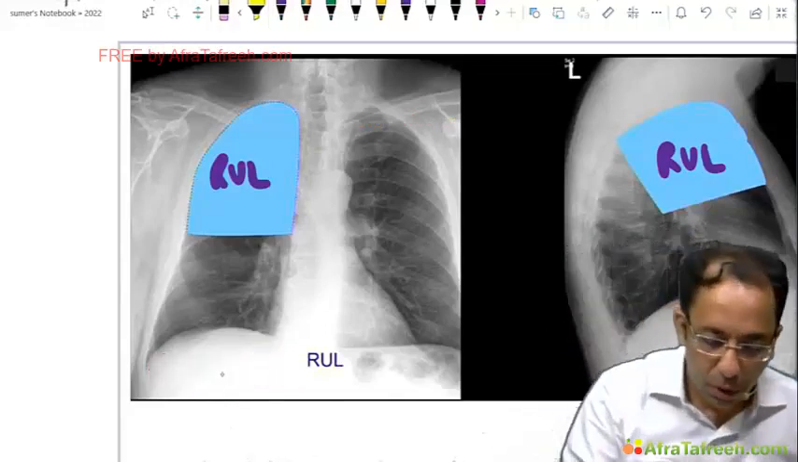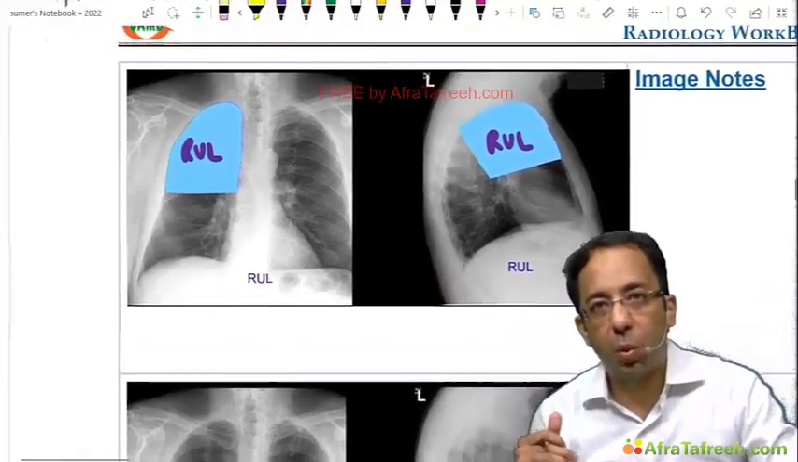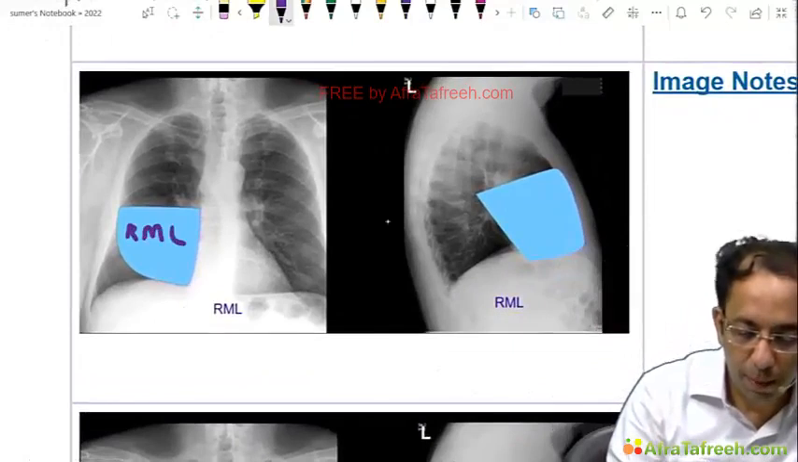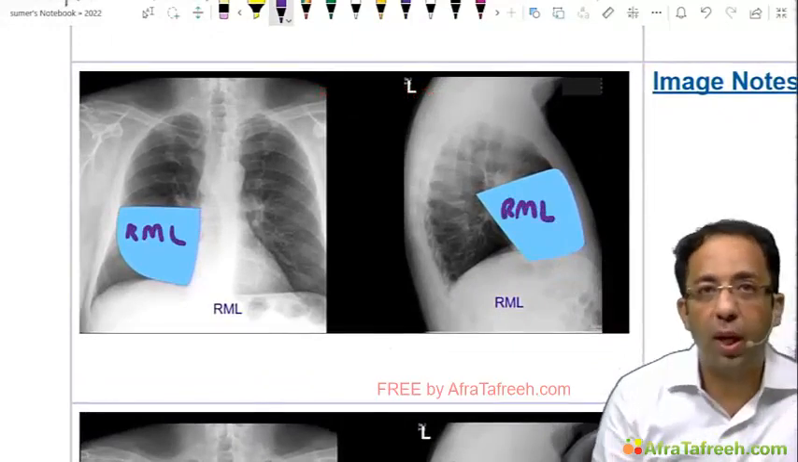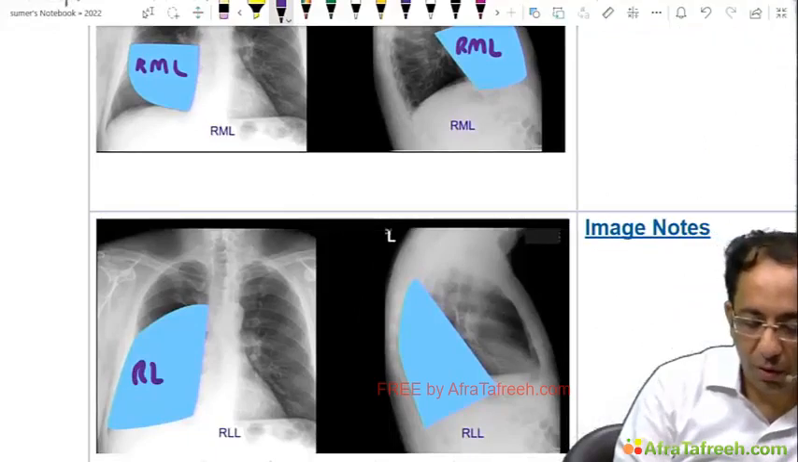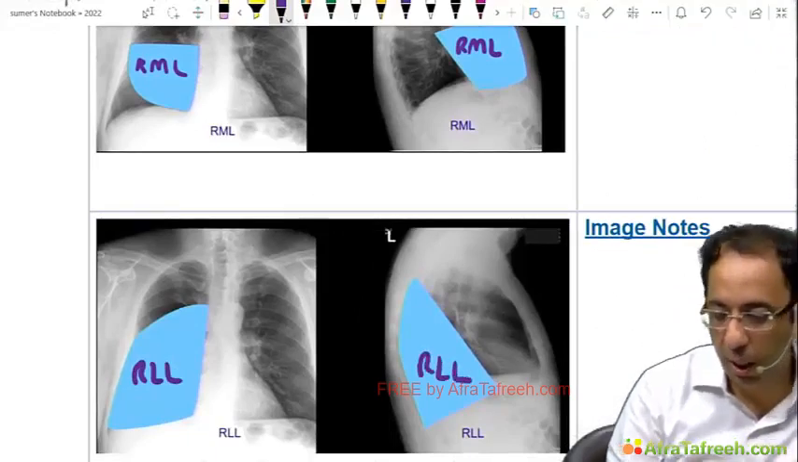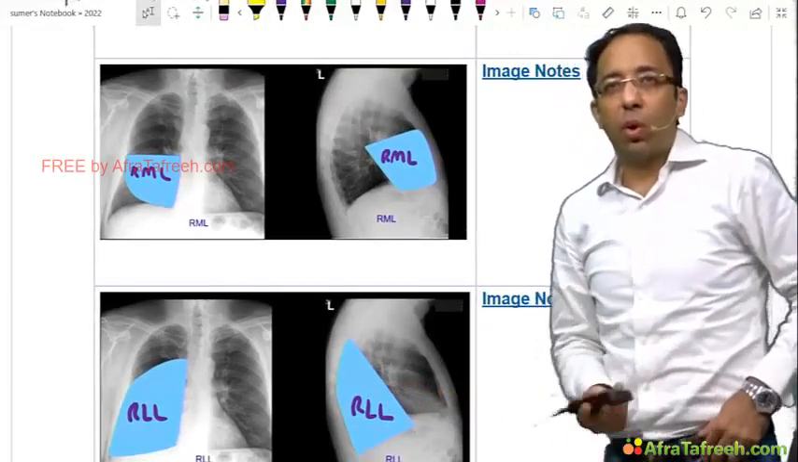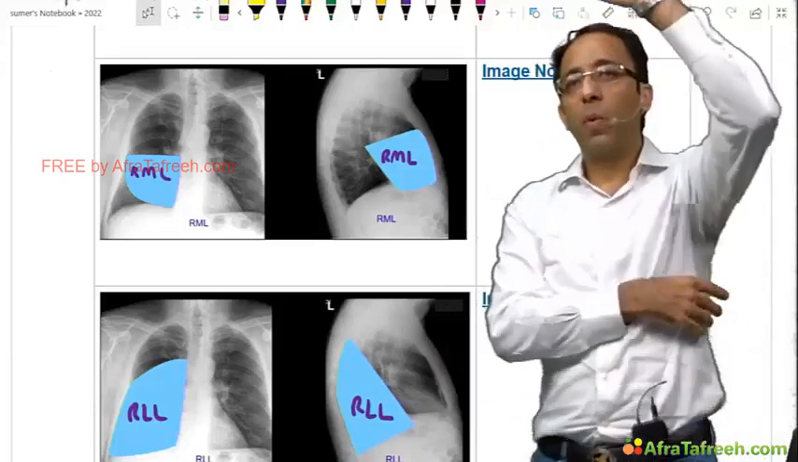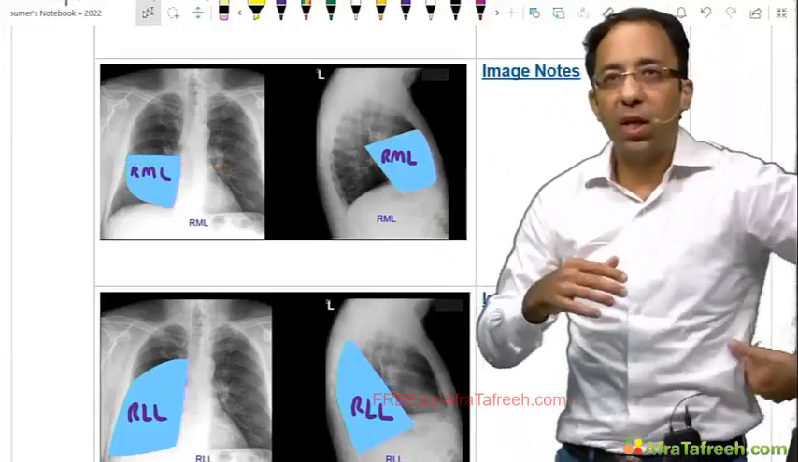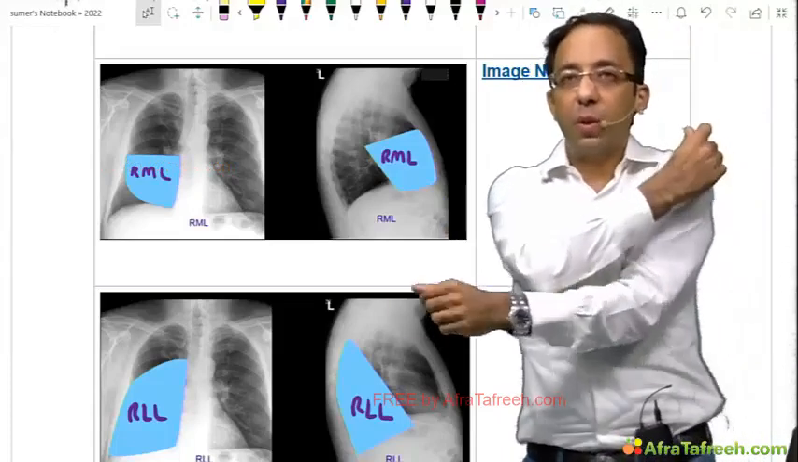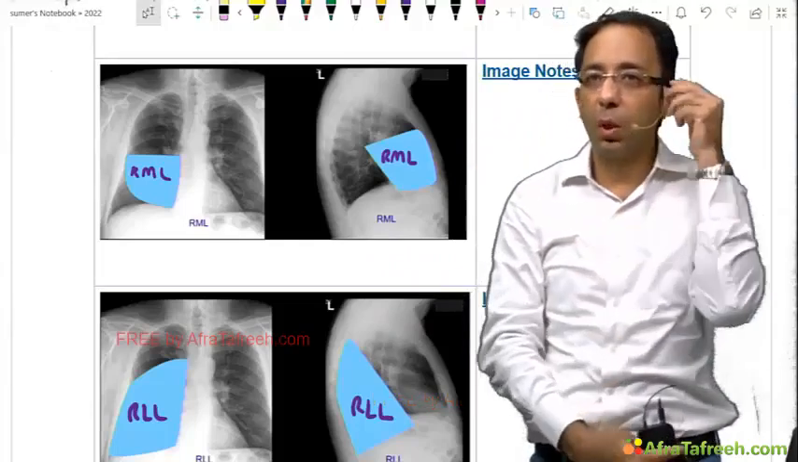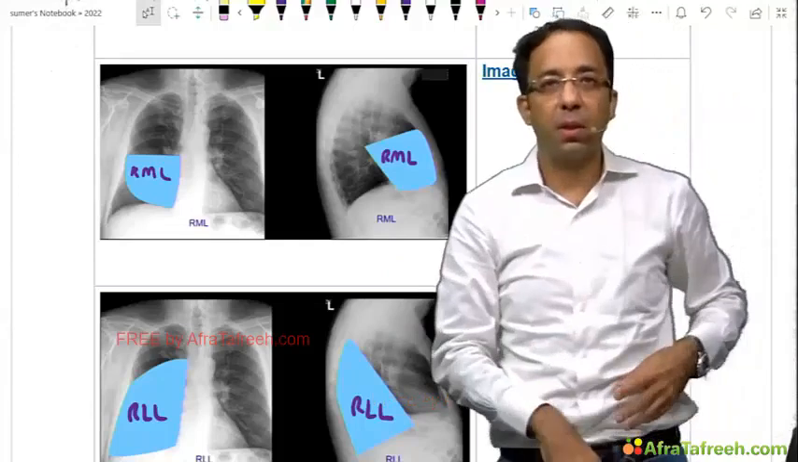Clear? And what about the middle lobe and lower lobe? Let's try to understand. This is where you have the right middle lobe on a PA view and a lateral view, and this is where you have the right lower lobe on a PA and a lateral view. So let's try to understand again. Now I want all of you to see the difference that we saw with pleural effusion. Pleural effusion was occupying space in the pleura, and hence it was causing the push. Remember, pleural effusion and pneumothorax were pushing the trachea and the mediastinum.